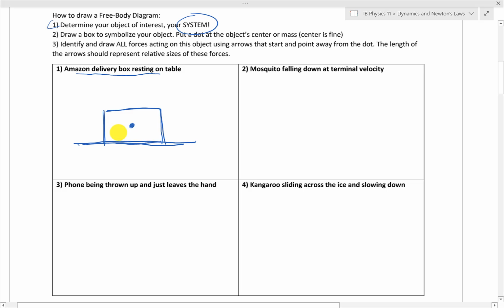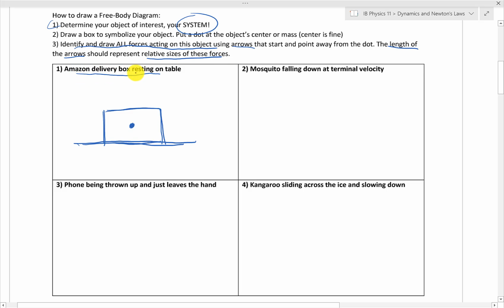Next up, we want to identify and draw all forces acting on this object using arrows away from this dot here, and it must point away from this dot. So don't draw an arrow over here or there. Start it from the dot, okay? The length of the arrows should represent the magnitude of the force. So the arrow is for the direction, and length is for the magnitude.